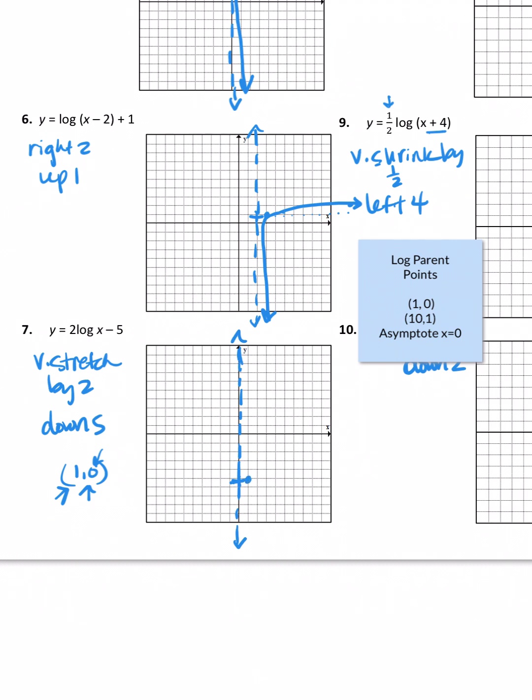And then I'm going to go right 10 and up. And this time it's not 1, it's 1 times that 2. So I'm going to go right 10, up 2. All right, so that's where you see the stretch on that second point, not on that first point.